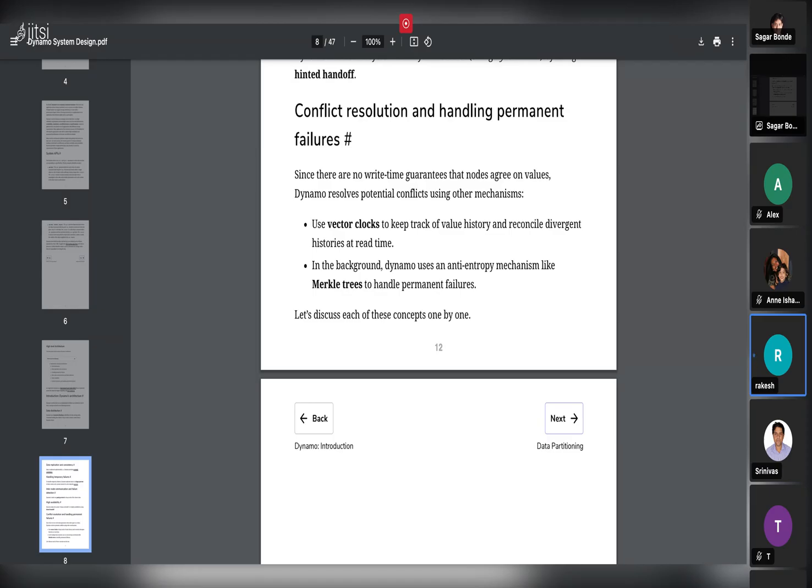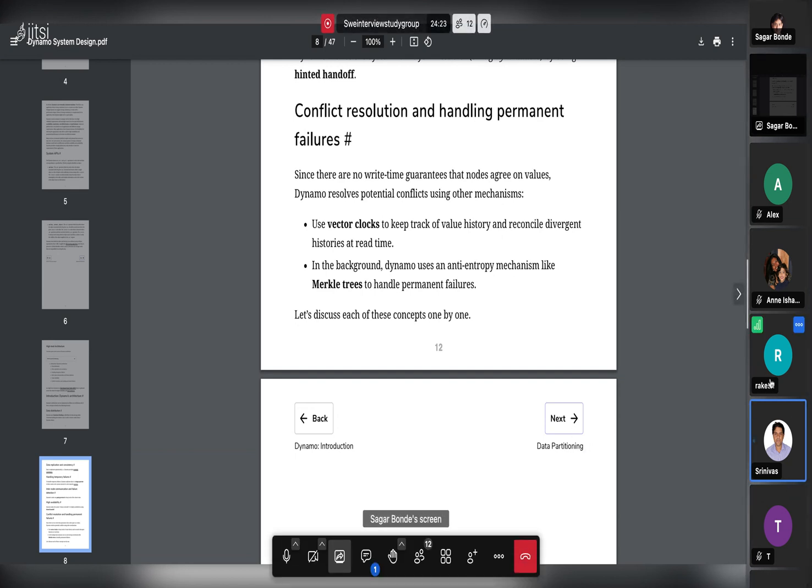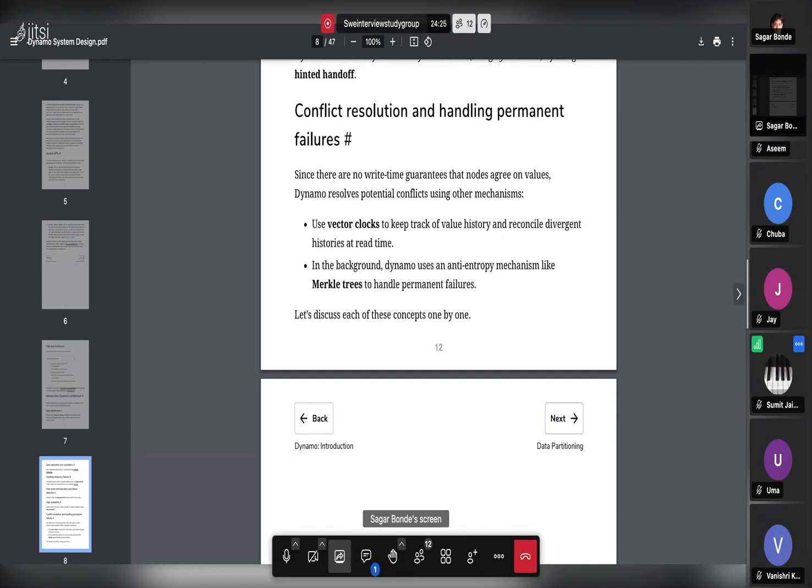Merkle tree is the first time I have heard of it. Yeah, we'll discuss a little bit more about Merkle trees. I think that is one of the very advanced topics. My basic understanding is that it's like intra-region or intra-zone replication, right? How is it the anti-entropy mechanism? Yeah, that's what they do.